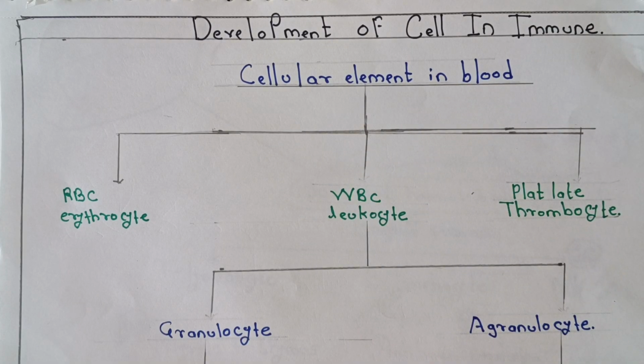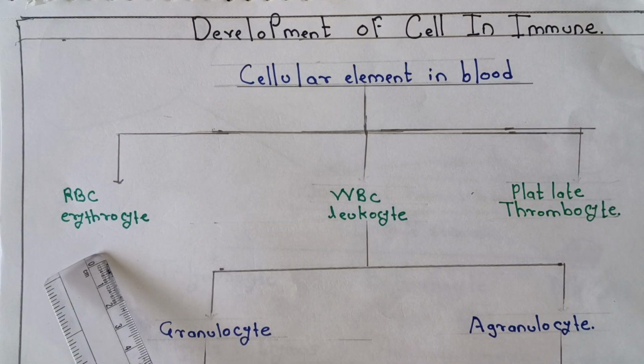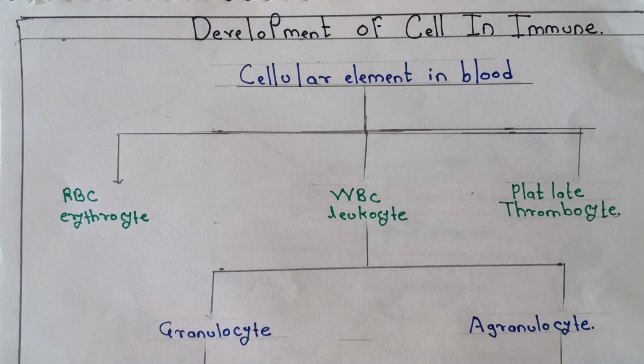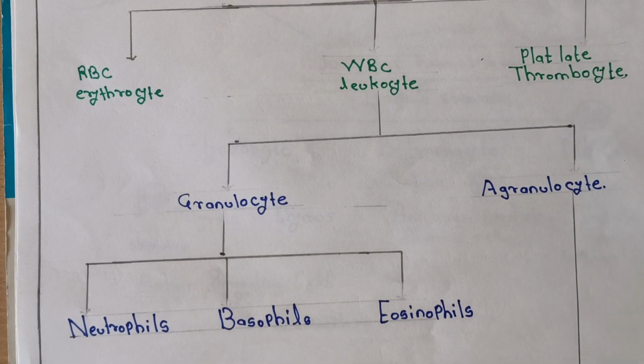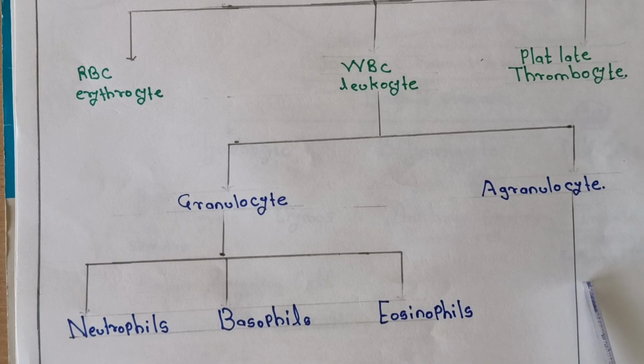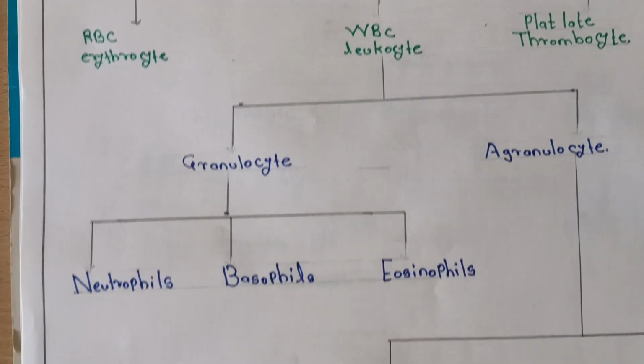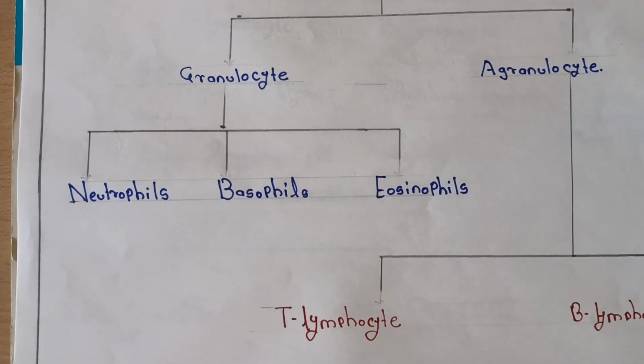There are mainly three types of cellular elements in the blood, which are RBC (erythrocyte), WBC (leukocyte), and platelet (thrombocyte). Again, the WBC leukocyte is differentiated into two types, granulocyte and agranulocyte, where the granulocyte is responsible for the production of the neutrophil, basophil, and eosinophil, and the agranulocyte is responsible for the production of T lymphocyte and B lymphocyte.